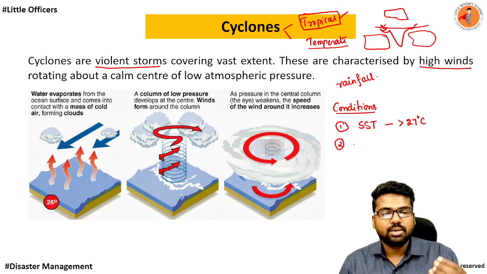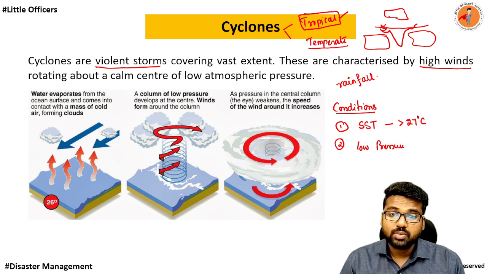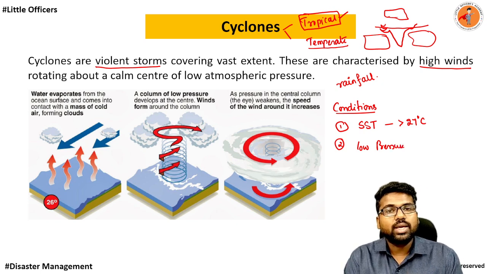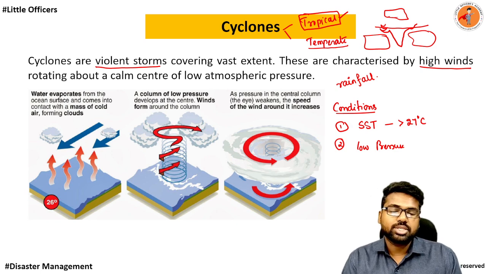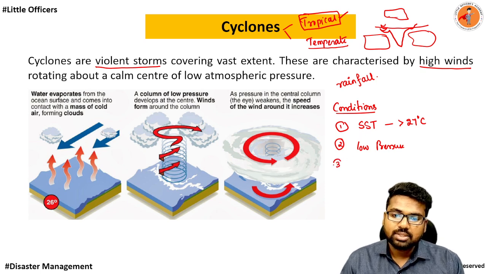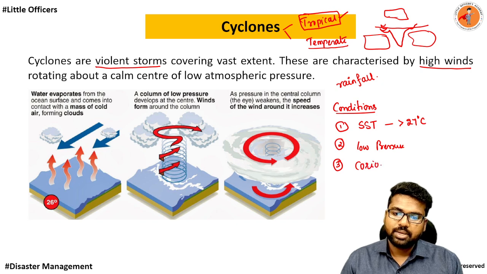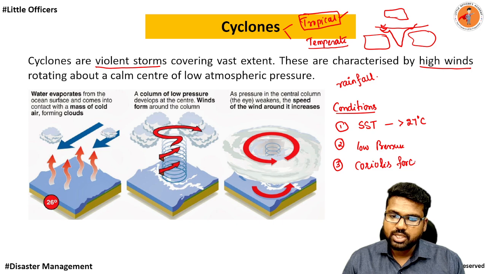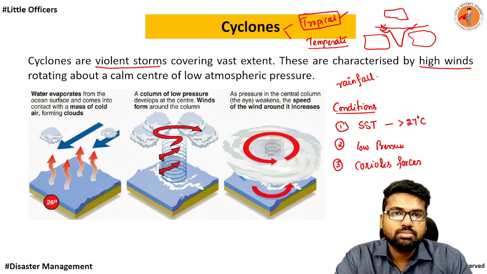The second condition is that there must be pre-existing low pressure. Why low pressure? Because we are talking about a cyclone. Cyclones are always built on a low pressure center, whereas anticyclones are built on a high pressure center. So at the center there should be pre-existing low pressure, or at least a depression should be there. Then the third thing is the existence of Coriolis force. This is a force which is generated due to rotation of the earth, and the Coriolis force is almost zero at the equator and it is maximum at the poles.